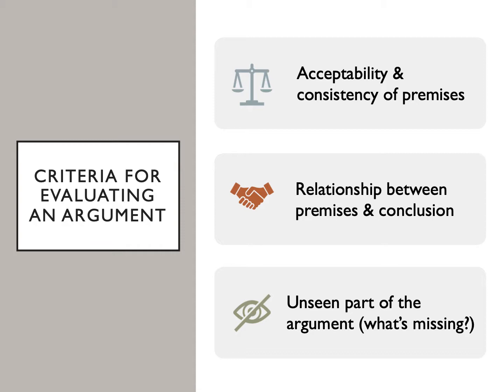The next criteria for evaluating an argument is the relationship between the premises and the conclusion. Lastly, we need to look at the unseen parts of an argument. We need to ask ourselves what's missing and reflect on how that missing material might be important in terms of the argument. On the next few slides, we'll go through each of these criteria separately.